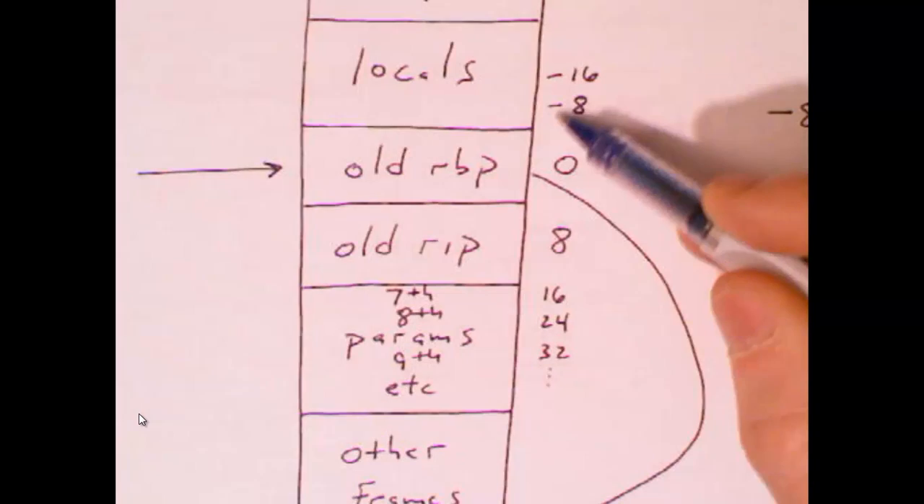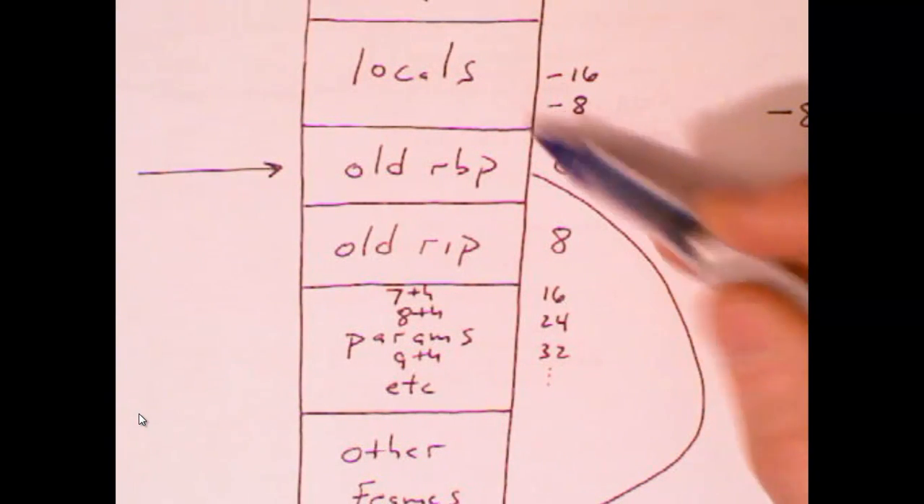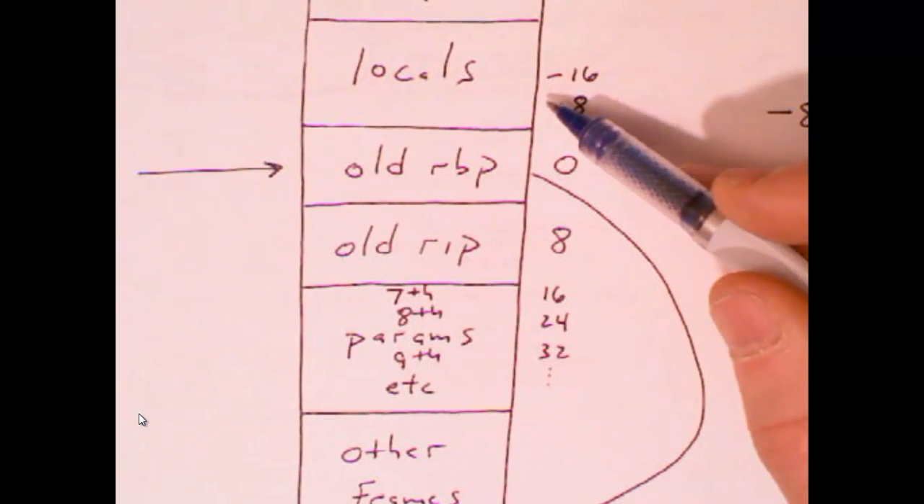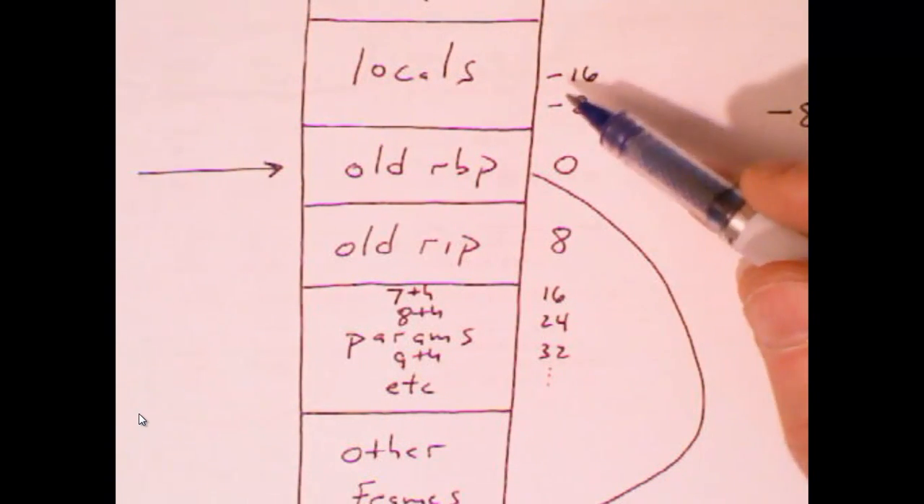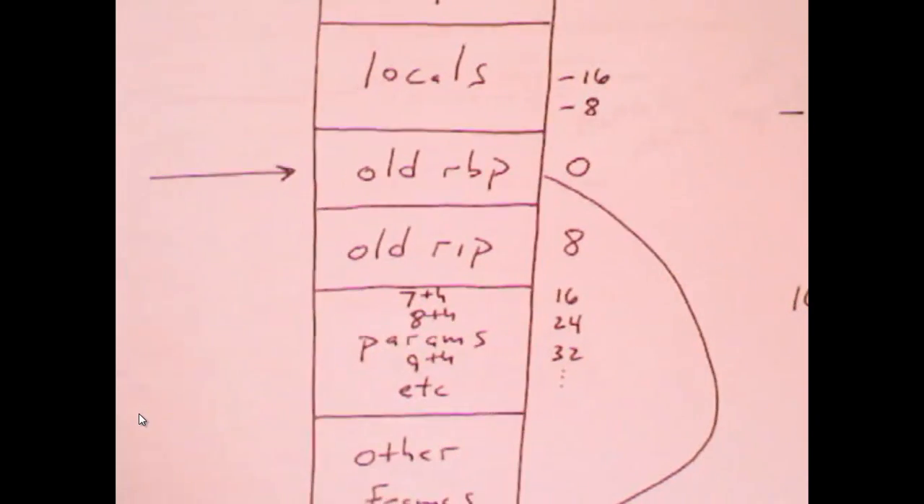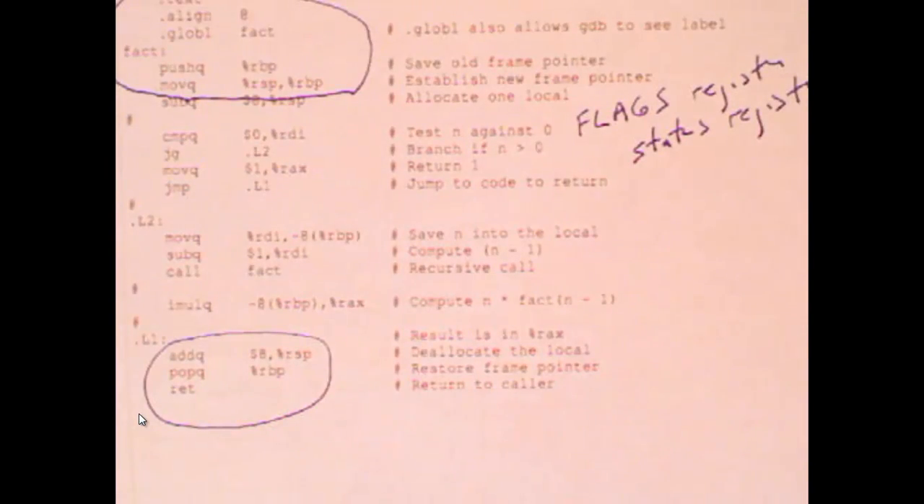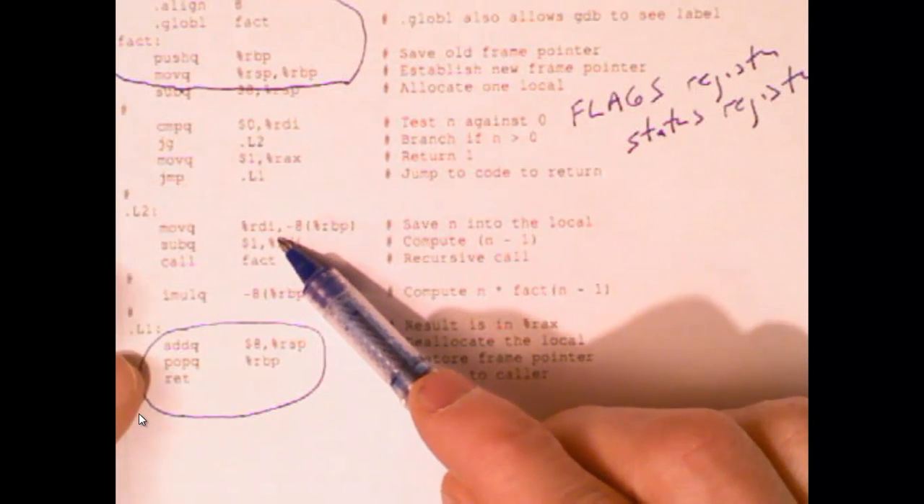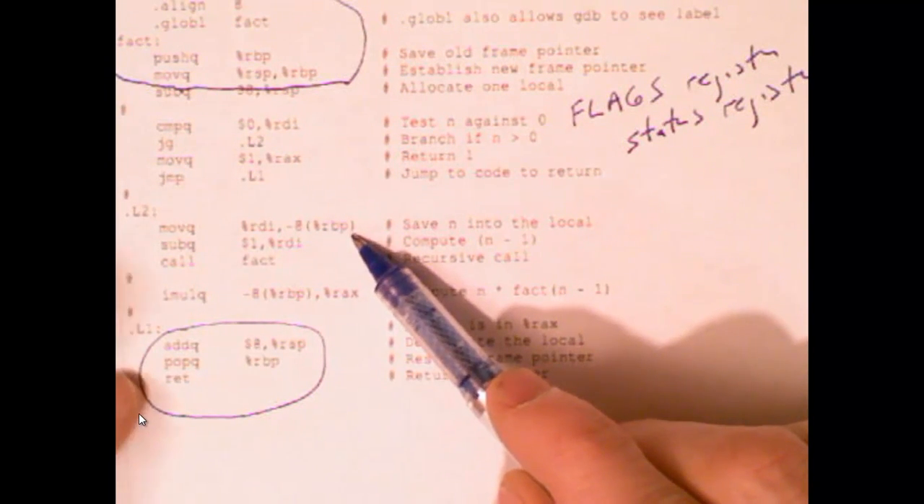Right, -8 is that bottom local, -8 off the current frame pointer. In my case, I only have one local, right? So it's in that one slot right above the frame pointer. So I'm saving the old RDI before I do a recursive call into there.